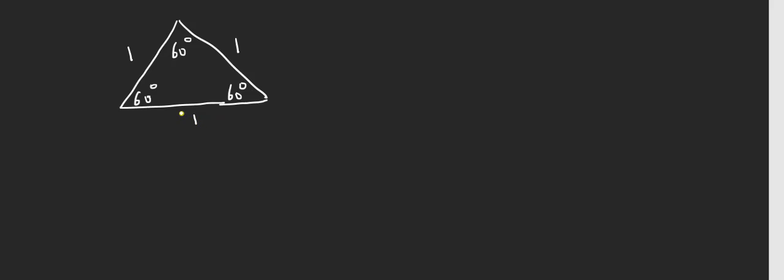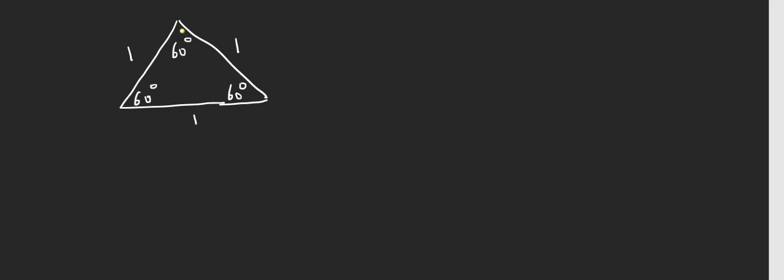In this video, we're going to take a look at the 30-60-90 degree triangle and the 45-45-90 degree triangle. First, let's take a look at the 30-60-90 degree triangle. Let's say you have an equilateral triangle, or equiangular triangle. If it's equiangular, then you know that each angle has 60 degrees. And let's say that each side has a length of 1.